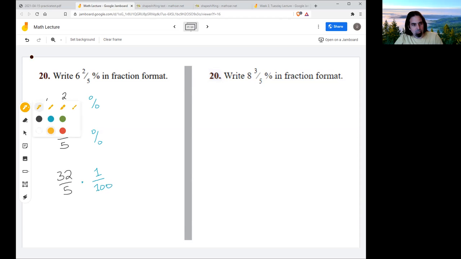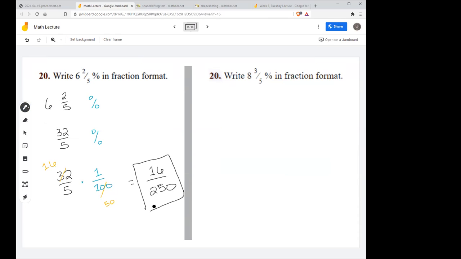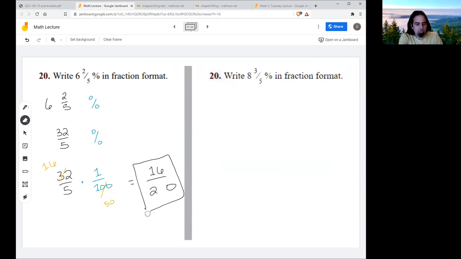I'm actually going to do a little bit of canceling, as we've done canceling now. So half of 32 is 16. Half of 100 is 50. And then we get 16 over 250. Do you have to simplify that? Oh, okay, you don't have to. I don't have to. Oh, wait, no, I do, because it's still even on both sides.